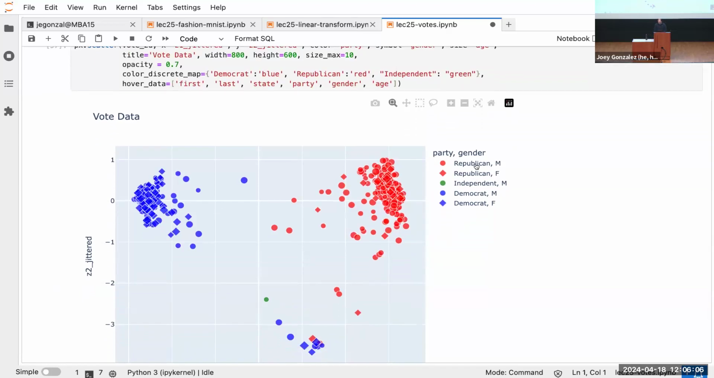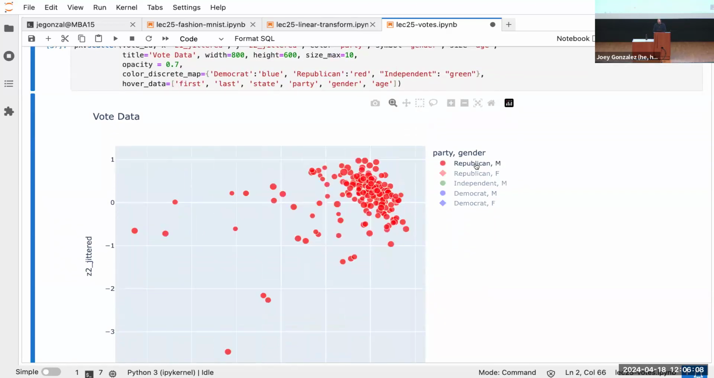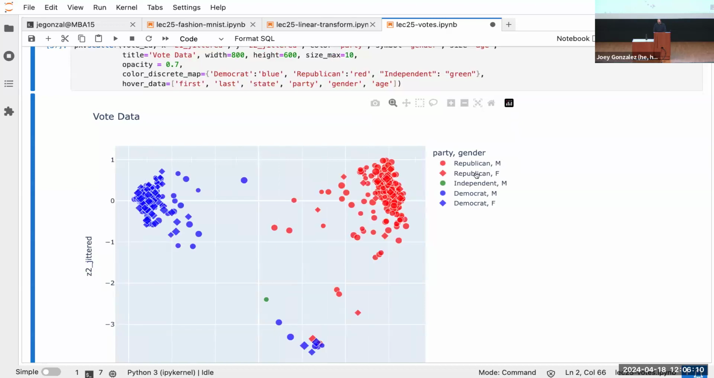You do things like look at the, so I can look at, like, take away certain groups. A lot more male Republicans. There's one independent. It's embarrassing. Yeah, so this gives us a picture of what's going on. I've done some extra things.